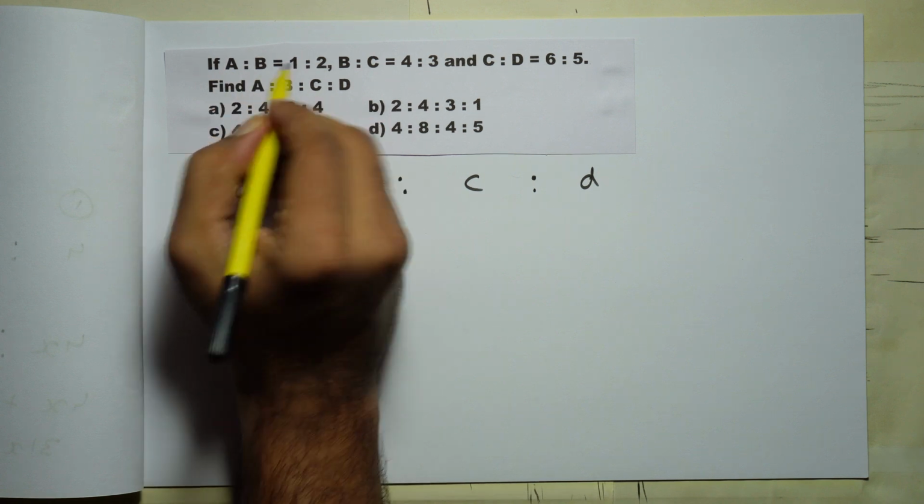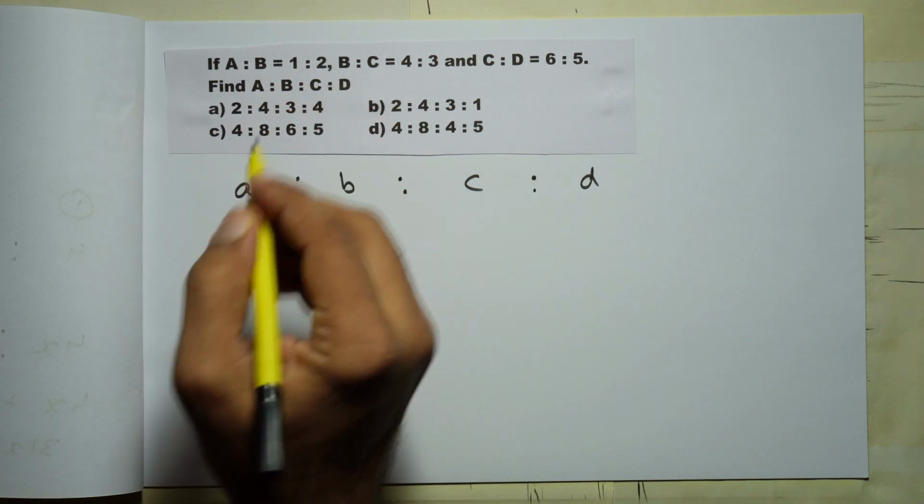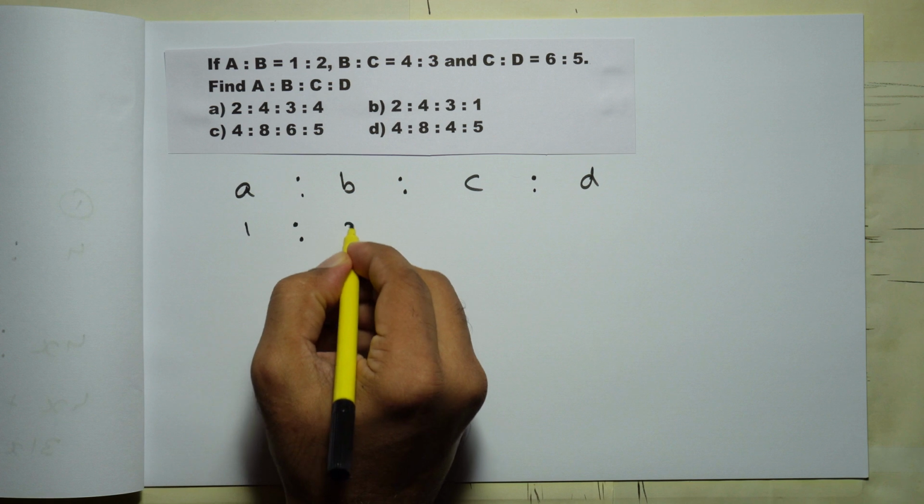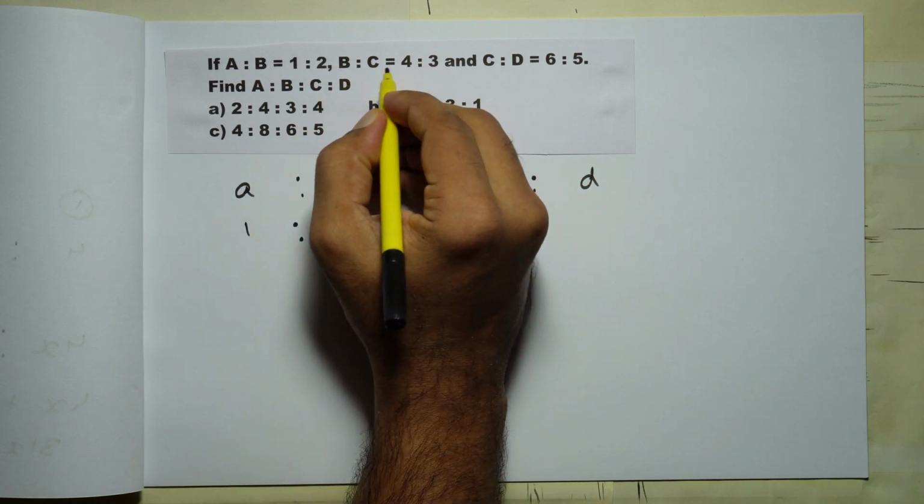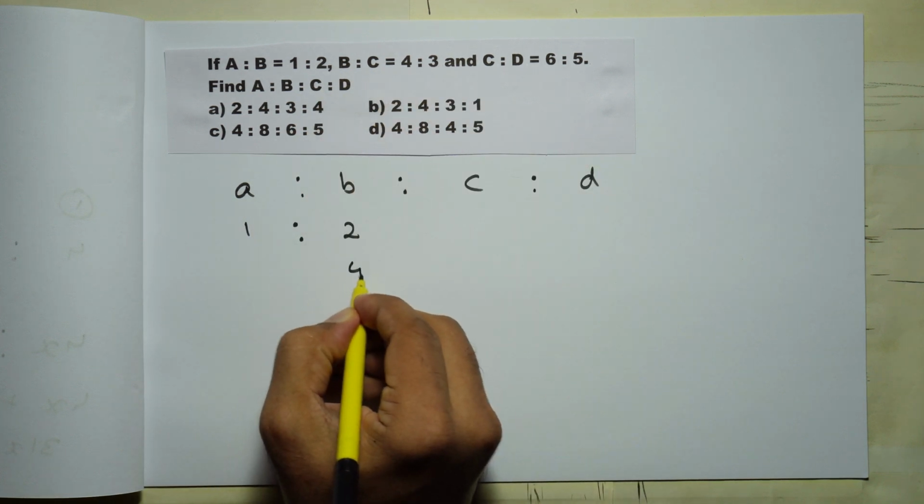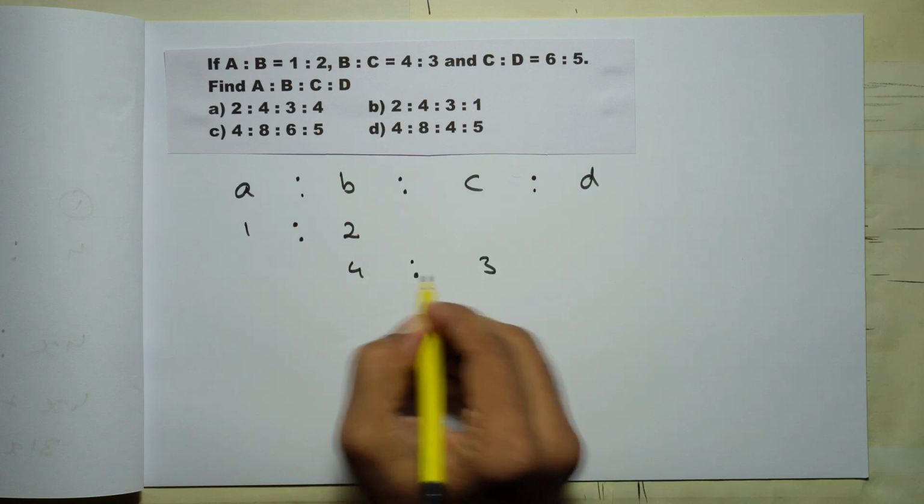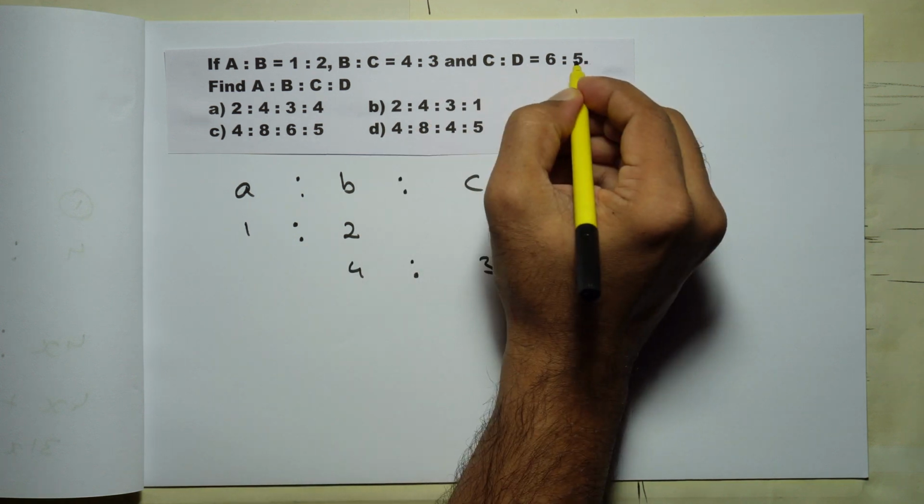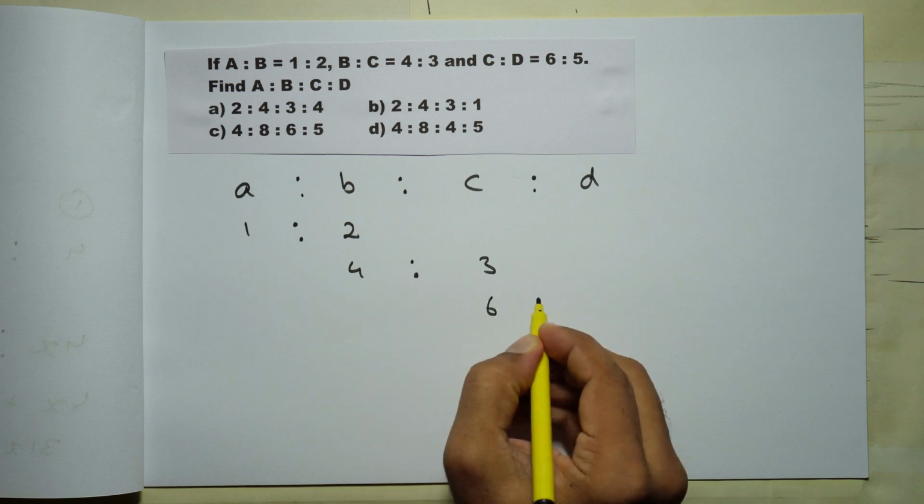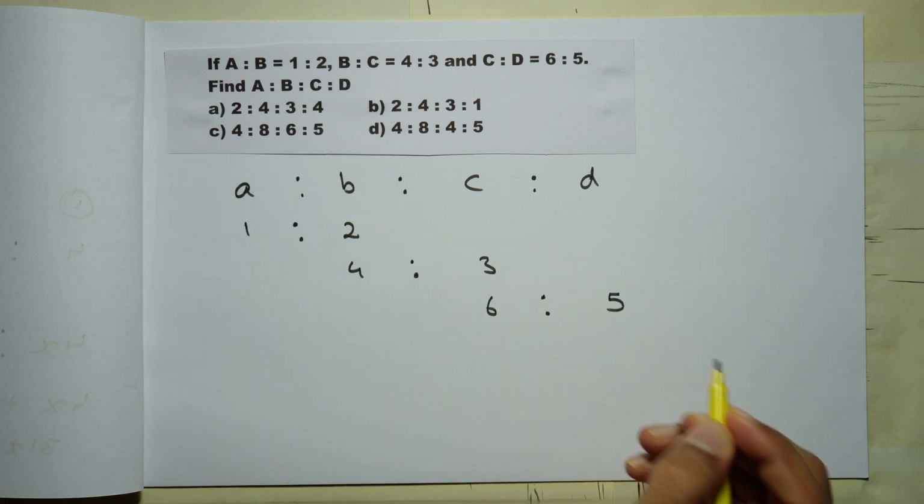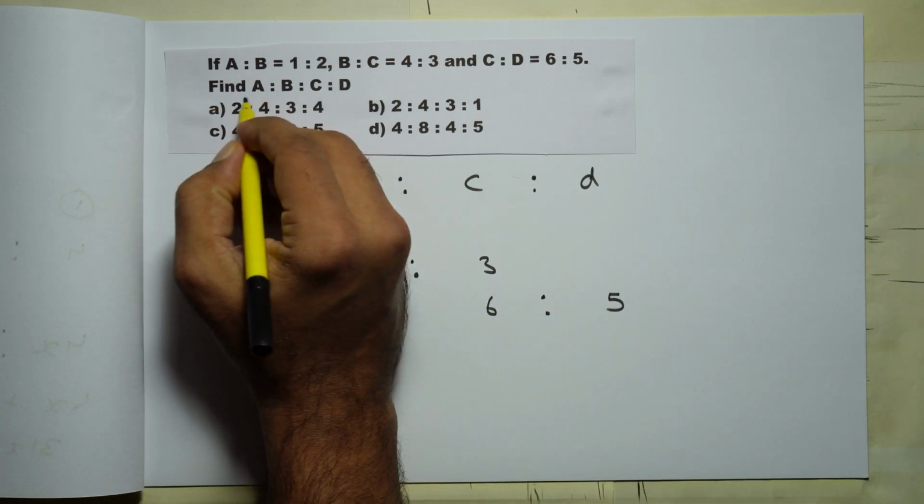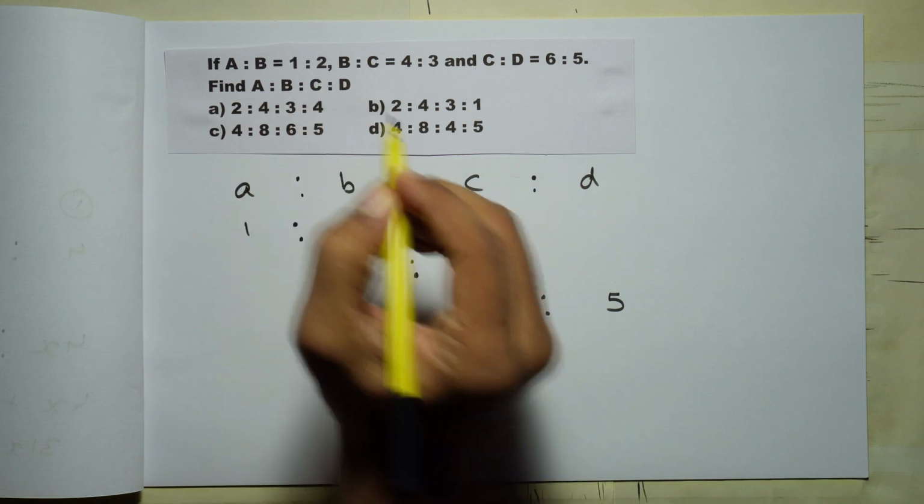Now the first ratio that is given to us, A is to B, is 1 is to 2. Then B is to C is 4 is to 3, and C is to D is 6 is to 5. Now we must find the combined ratio A is to B is to C is to D.